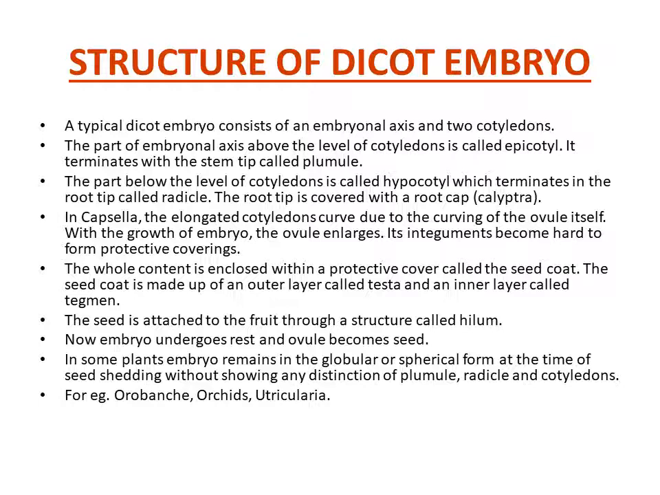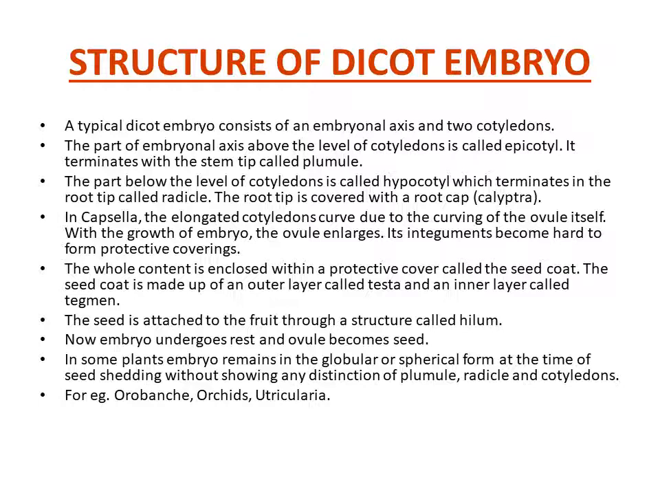In Capsella, the elongated cotyledons curve due to the curving of the ovule itself. With the growth of the embryo, the ovules enlarge and the integuments become hard for protection. The whole content is enclosed within a protective cover called the seed coat. The seed coat is made up of two layers. The outer layer is known as the testa and the inner layer is known as the tegmen. The seed is attached to the fruit through a structure called the hilum. The embryo undergoes rest and the ovule becomes a seed.